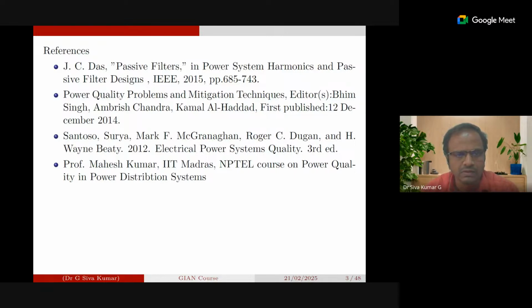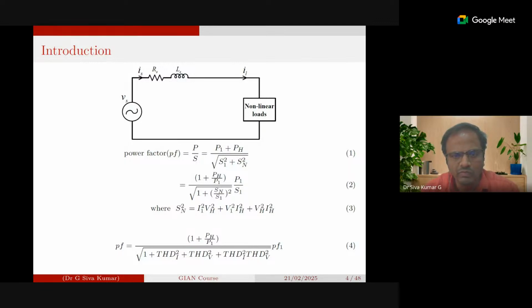We will try to discuss why these passive filters are required with respect to harmonics elimination. These passive filters can also be utilized to eliminate the voltage harmonics. Whenever you say a filter can be utilized to eliminate harmonics, it can also be utilized at the fundamental level, not necessarily only for harmonics.